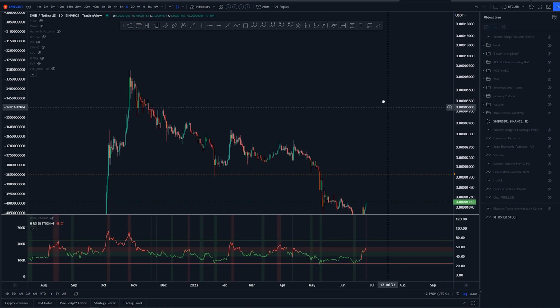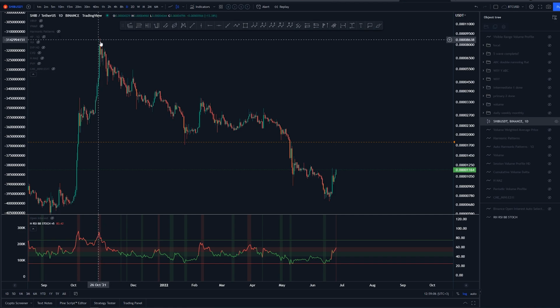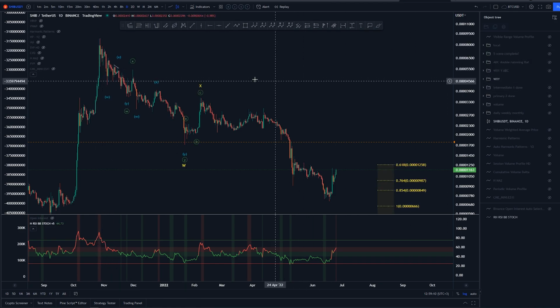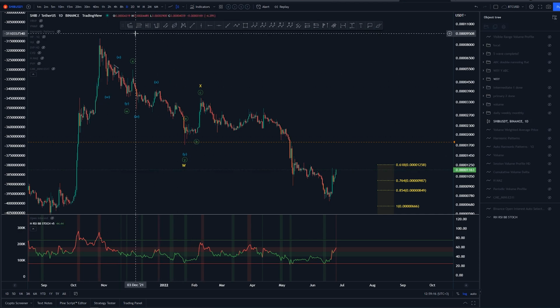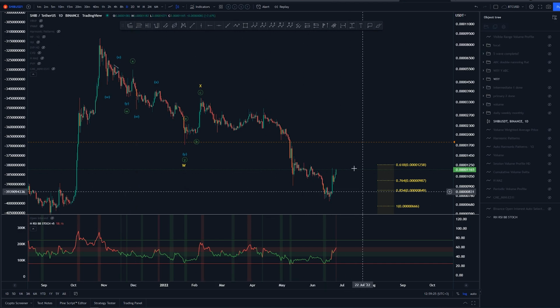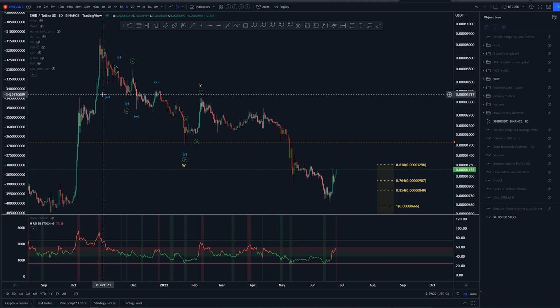Again, keeping in mind that we have the correction or the impulse wave structure ending up here. From there, we could have this as a WXY into W. Again, that is not possible in the original Elliott Wave book, having a complex correction within a complex correction's first wave or the last leg. So I have a scenario in which this is labeled a bit differently that is viable in that sense.